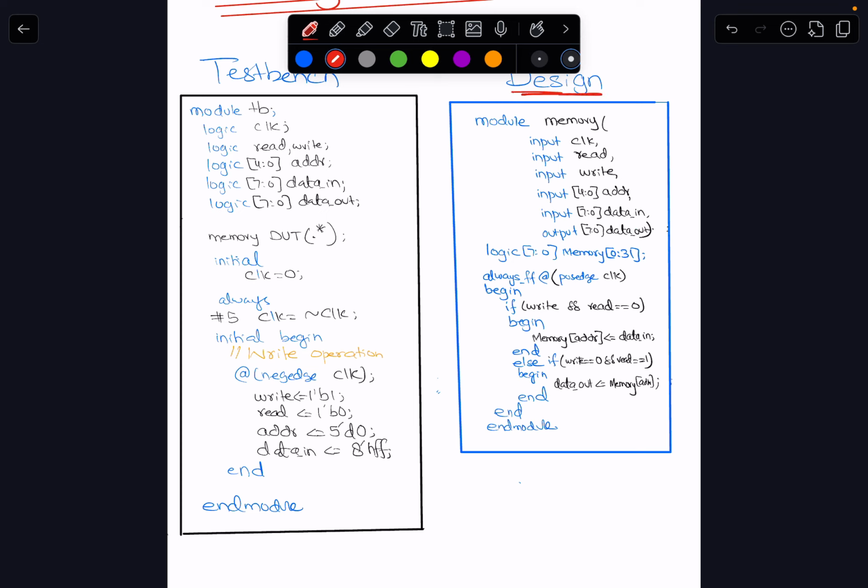Then they write the test bench where they just instantiate the DUT over here, and then drive the signals to test. They perform very similar operations, such as a write test or a read test.